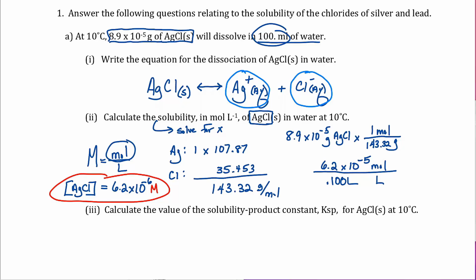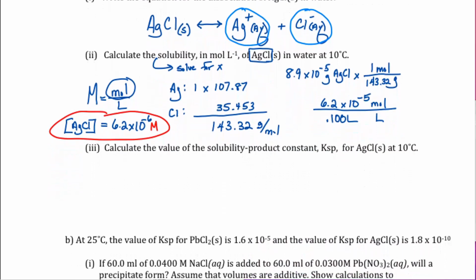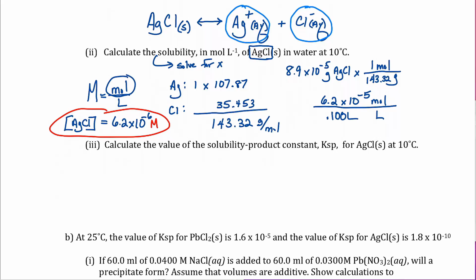They want you to calculate the value of the solubility product, KSP. So for this kind of question, we're going to need an equilibrium expression. So let's write that. From this reaction above, we're going to write KSP, which is equal to any type of KQ, KC. It's got a bunch of different names, but it's products over reactants.